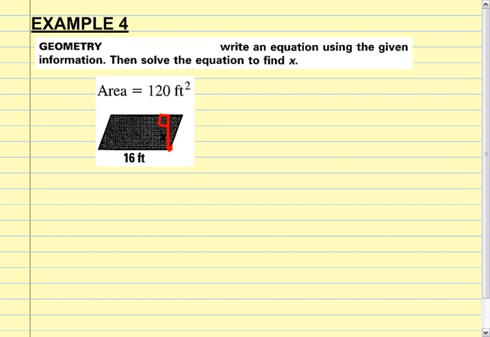So now, the height of this figure, you can't see it, but it's x. Now, the information that they give us is that this is a parallelogram. The area of this parallelogram is 120 feet squared. The base is 16 feet long. But I don't know the height. It's x.